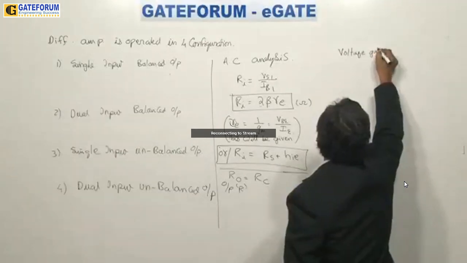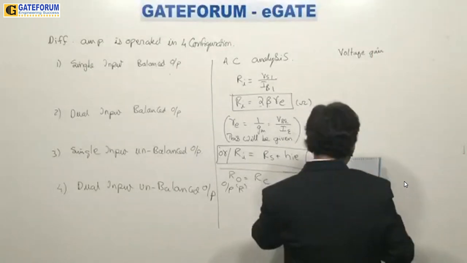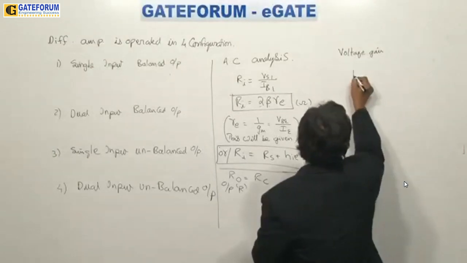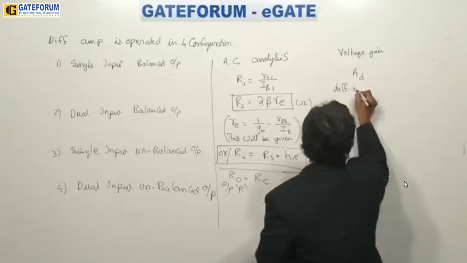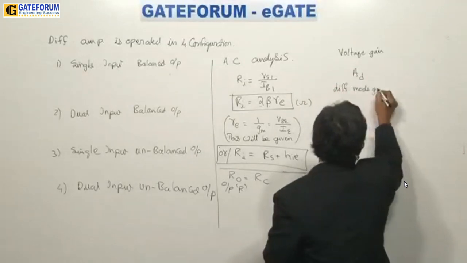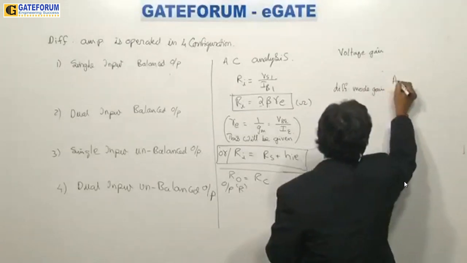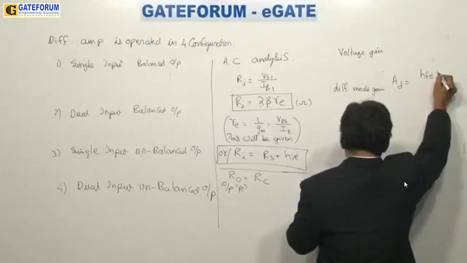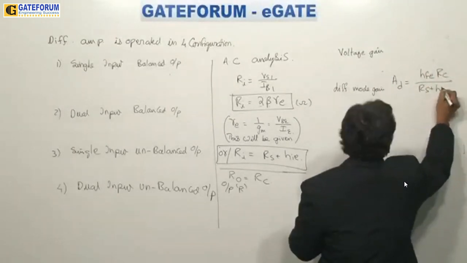So this is the gain, which we consider here as the difference mode gain AD. AD, difference mode gain, will be equal to HFE RC divided by RS plus HIE.